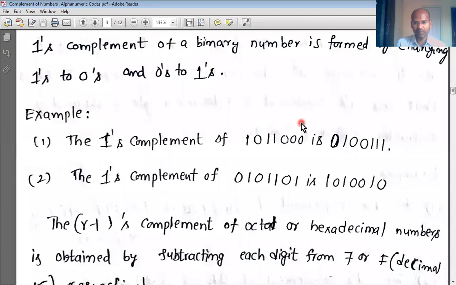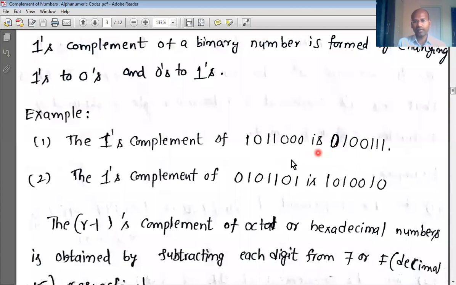Now this 0 is subtracted from that 1. What we get is 1. 1 minus 0 is 1. There is 1 above it. 1 minus 0 is 1. There is 1 above it. 1 minus 0 is 1. There is 1 above it. 1 minus 1 is 0. There is 1 above it. 1 minus 1 is 0. There is 1 above it. 1 minus 0 is 1. There is 1 above it. 1 minus 1 is 0. This is what results, right?